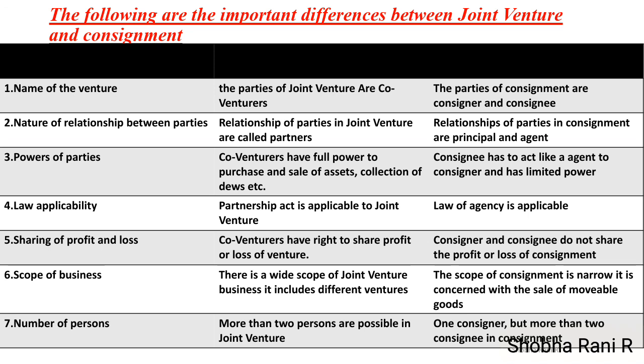Partnership Act is applicable to joint venture. Law of agency is applicable in case of consignment. Co-venturers have a right to share profit or loss of the venture. Consignor and consignee do not share the profit or loss of consignment. There is a wide scope for joint venture business. It includes different ventures. The scope of consignment is narrow. It is concerned with the sale of movable goods. More than two persons are possible in joint venture, whereas in consignment there is one consignor but possibly more than one consignee.